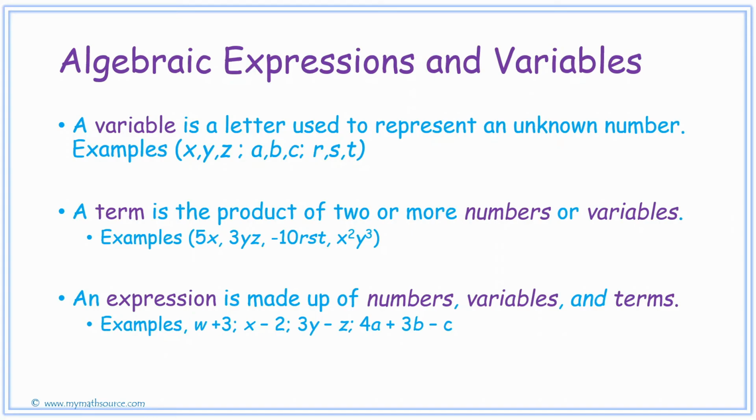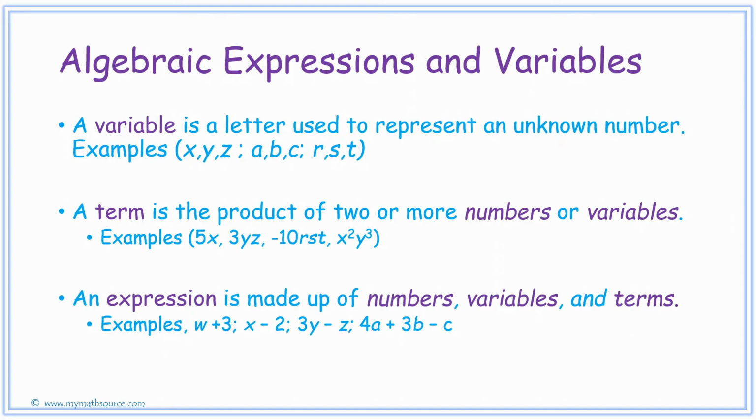Once we go from there, we have what we call terms. Now, a term is the product of two or more numbers or variables, but it also can be constants, just numbers themselves. But more generally, they are these type of examples that we see here. 5x, which means 5 times x. Whenever you see a number next to a variable, it's multiplication. 3 times y times z. And then we have here negative 10 times r times s times t and x squared times y cubed.